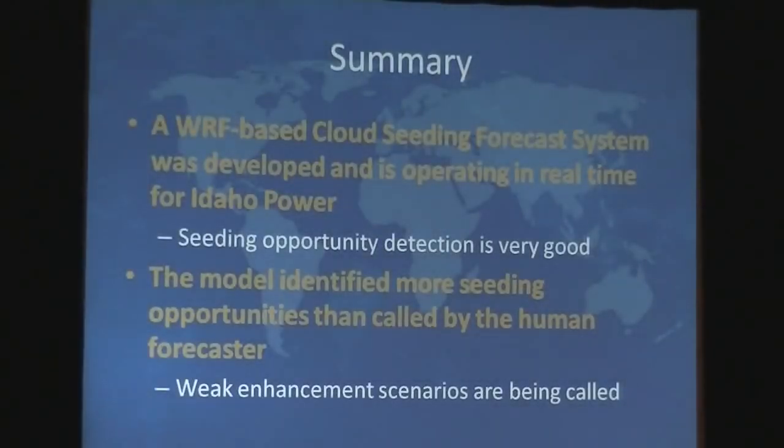All right, so to summarize, we have implemented this WRF-based cloud seeding forecast system. It's been developed and it's been operating in real time this whole winter season for Idaho Power. We've observed already that the seeding opportunity detection using this algorithm is very good. It's identifying pretty much anything that looks like it's possible for seeding. But because of that, it's been identifying actually more seeding opportunities than have been called by the human forecaster. These weak enhancement scenarios in particular are the ones that are being called that we need to try to refine the algorithm so that it's not calling those.